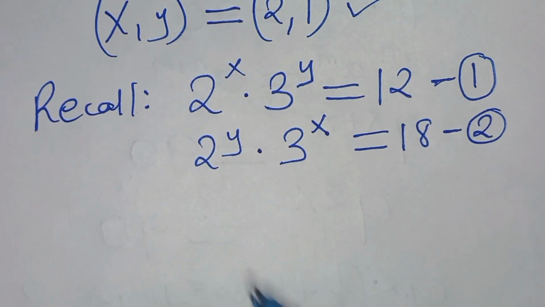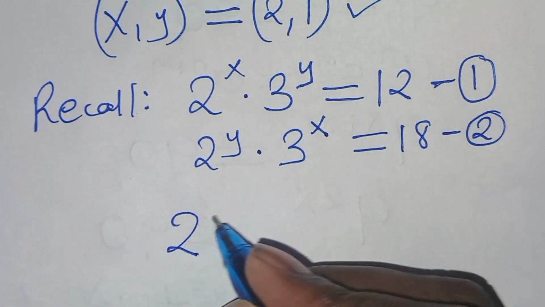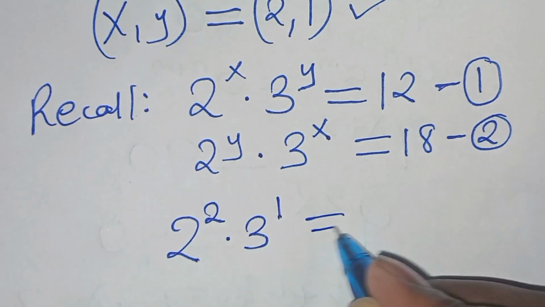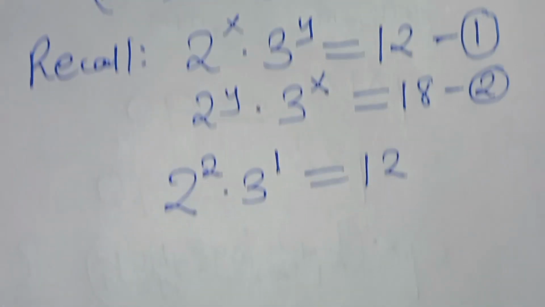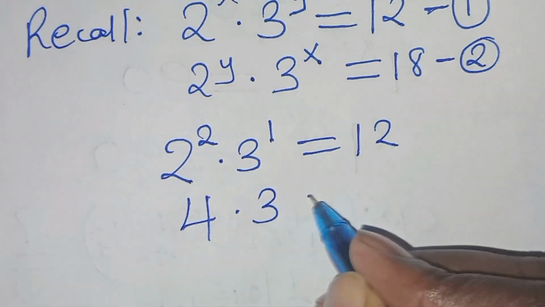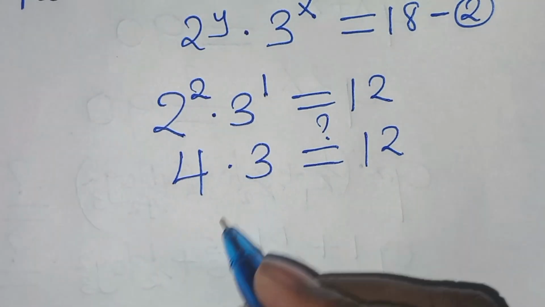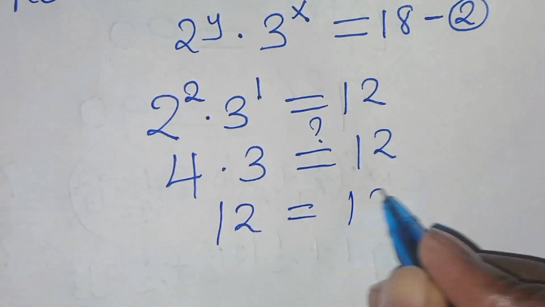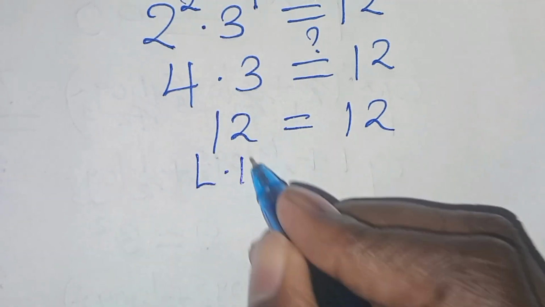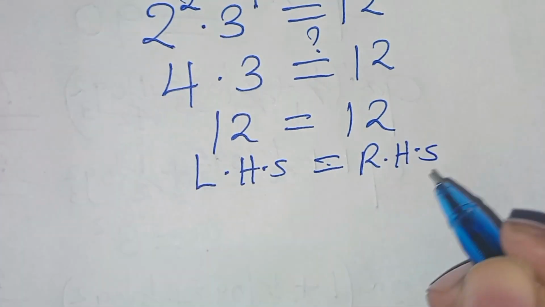So let's substitute the values of x and y. Now to equation 1, we have 2 to power 2 times 3 to power 1. This is supposed to give us a value of 12. So 2 to power 2 is 4. 4 times 3 is supposed to give us a value of 12. So 4 times 3 is 12, which is equal to 12. So this implies that the left hand side is equal to the right hand side.